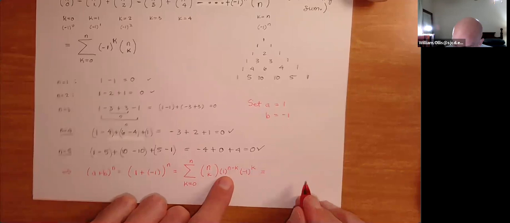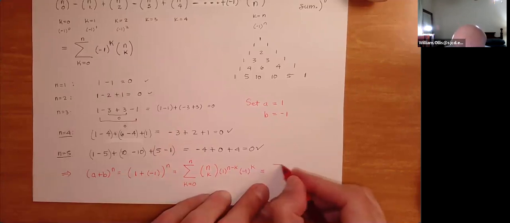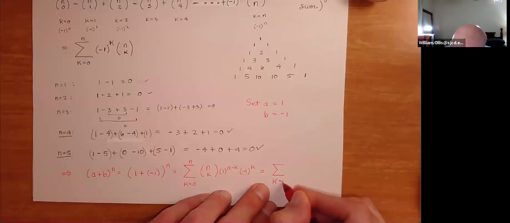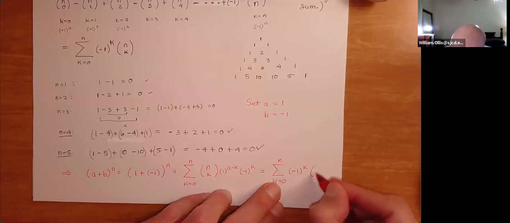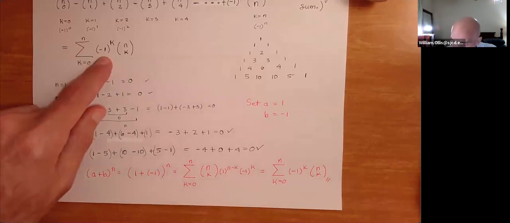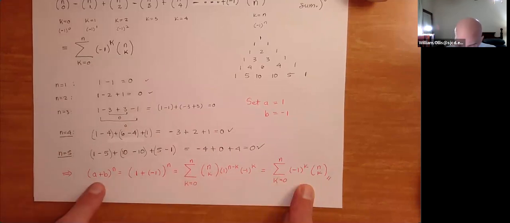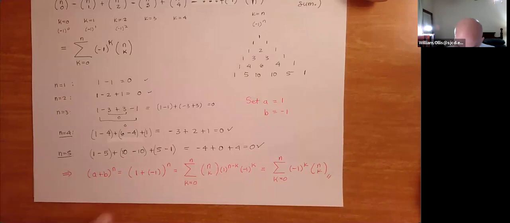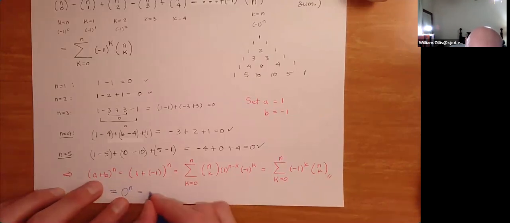But of course, 1 to any power, even if it is a 0, by definition is 1. So this gives us the sum for k equals 0 to n of negative 1 to the k times n choose k, which is exactly what I wrote here. Which is not a surprise, but now we see that this is actually this. But what does that say? Last time I checked, 1 plus negative 1 was 0. So this equals 0 to the n, which is 0.